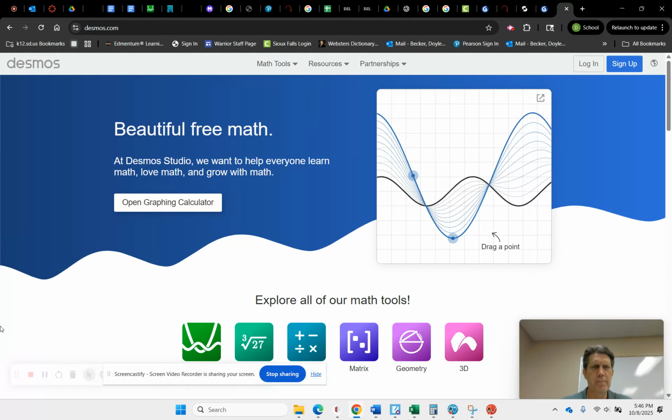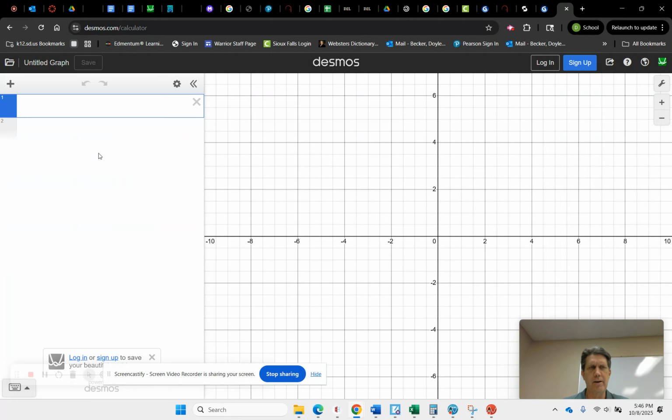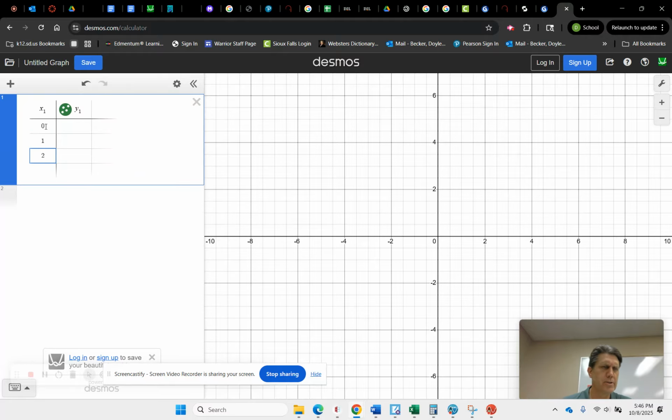If you're not familiar with Desmos, they are allowing Desmos on the AP exam. You would click plus, you would do a table. You can leave them X1, Y1, doesn't matter. I'm going to put in the same values, 0, 1, 2, 3, 4, 5. Then I'm going to put in the values that we got from the equation. We had 7, 8.50, 10, 11.50, 13, and 14.50. Okay.